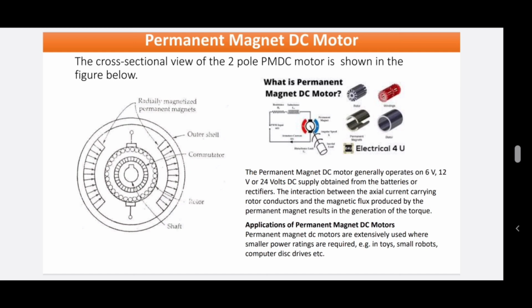The interaction between the axial current carrying rotor conductors and the magnetic flux produced by the permanent magnet results in the generation of torque. Application of permanent magnet DC motor: permanent magnet DC motors are extensively used where smaller power ratings are required. For example, in toys, small robots, computer disk drives, and so on.